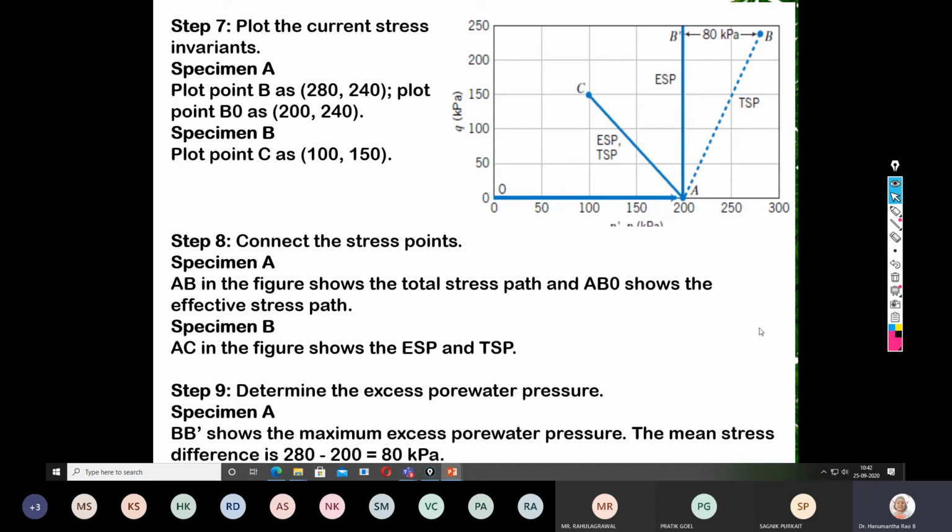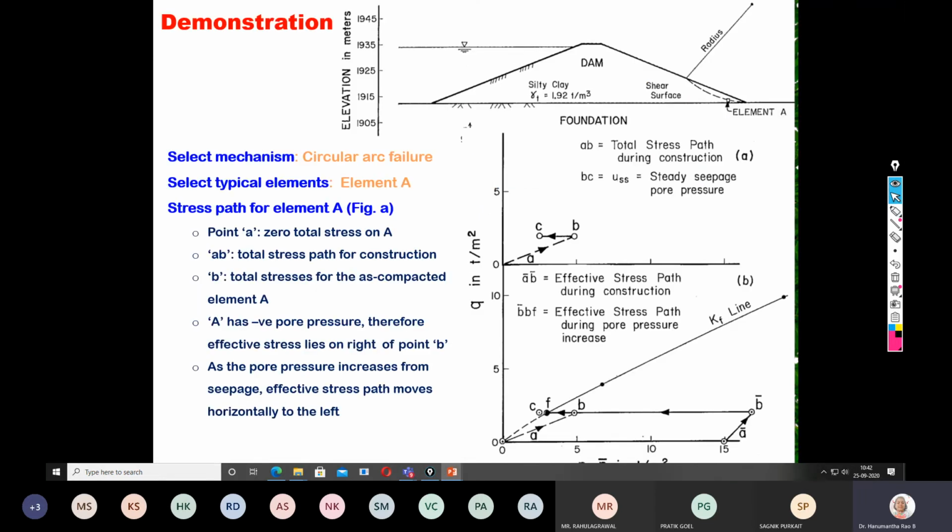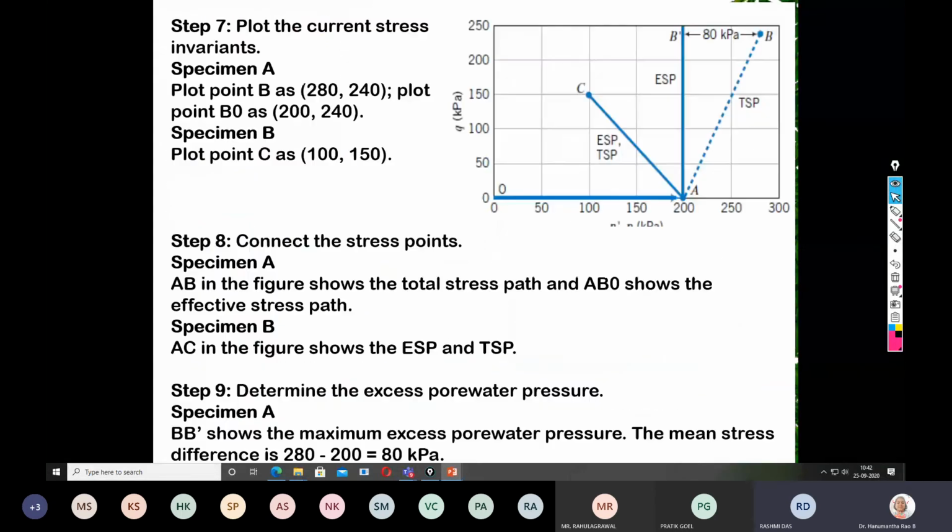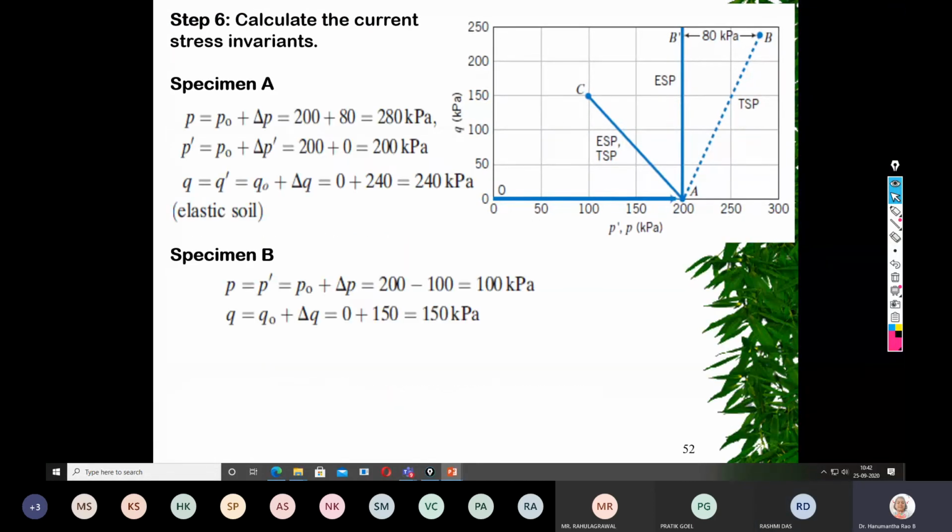Okay, so no problem. This is another small demonstration. Sir, can you repeat step 7? Step 7 is nothing but whatever the points we have calculated. See, here we have calculated. Step 7 is the summation of step 6.